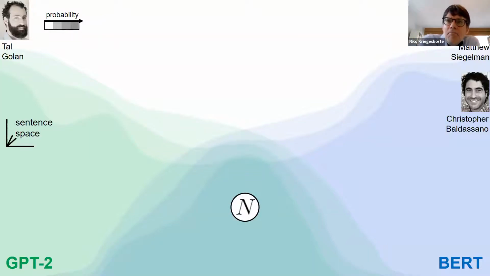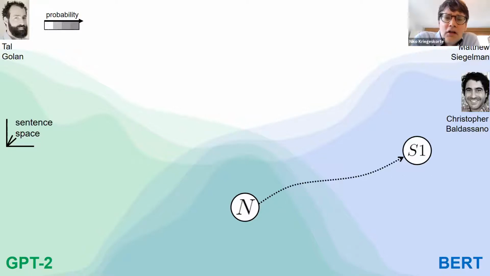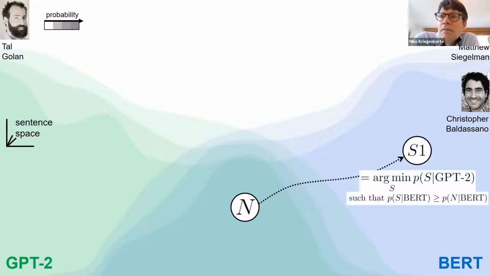So Tal and Matt and Chris wanted to anchor the generation of these controversial stimuli in the high probability natural sentences. So they started with a natural sentence in each case. I'm calling that N here. And then they optimized that sentence by changing one word at a time according to an objective function, where they minimized the probability of the sentence according to GPT-2, for example, under the constraint that the probability according to BERT stayed at least the same.